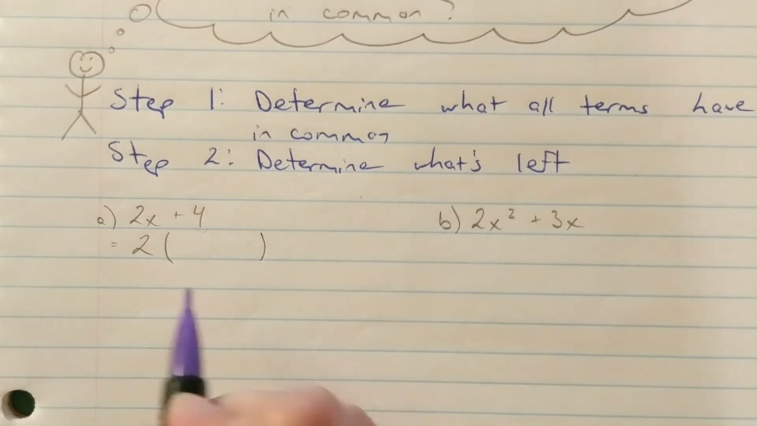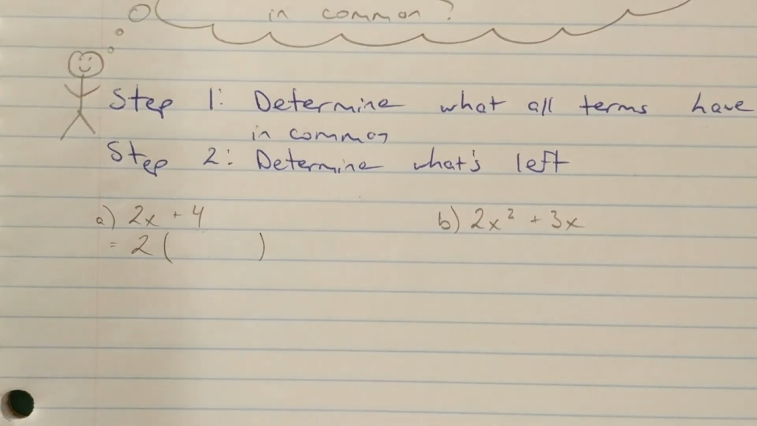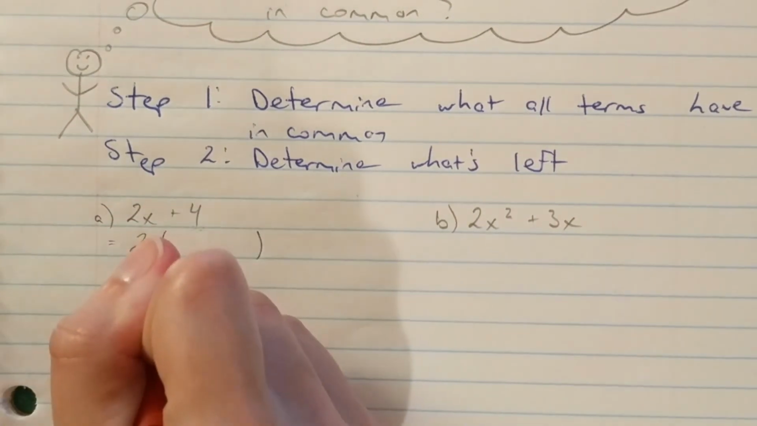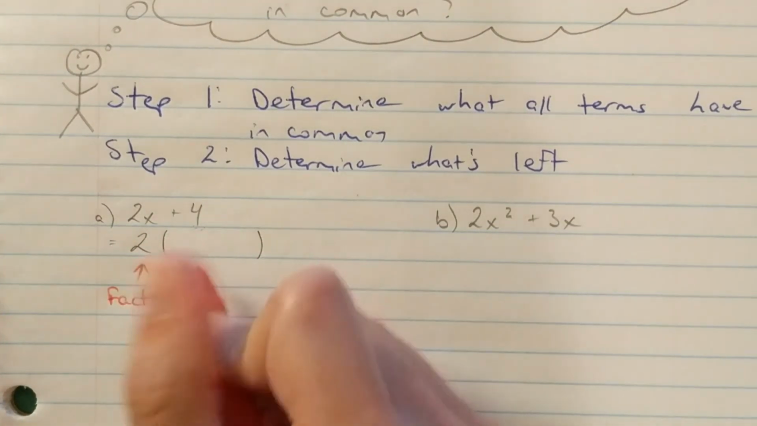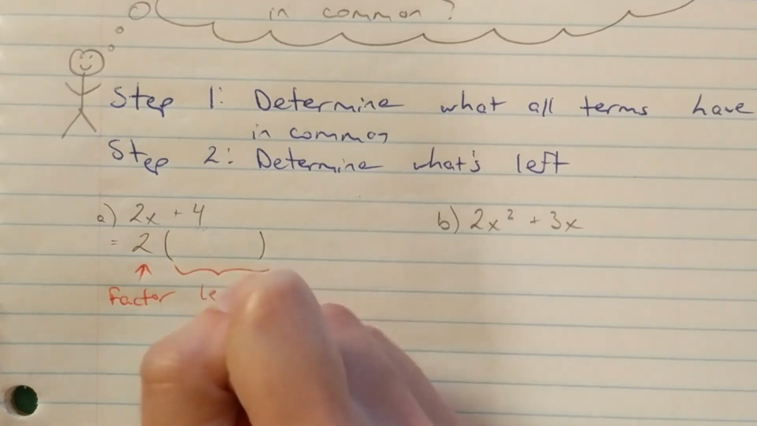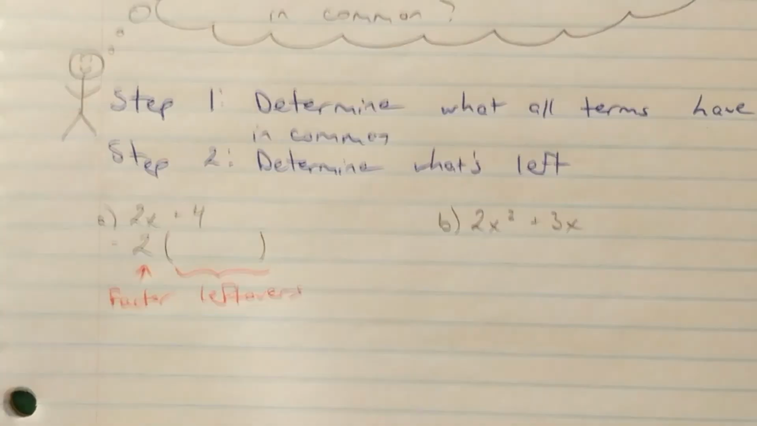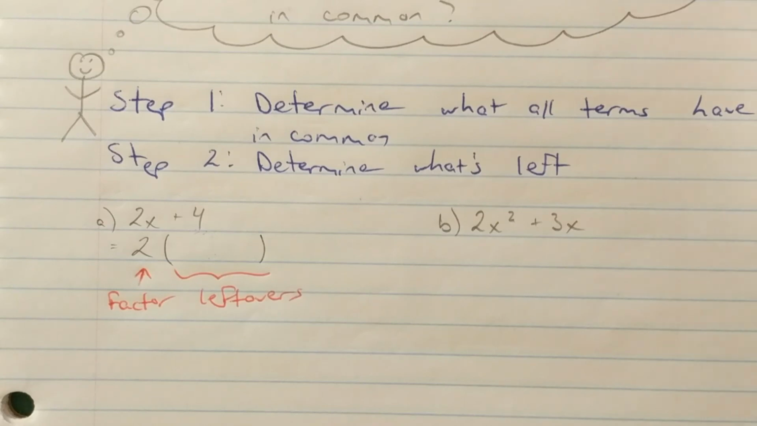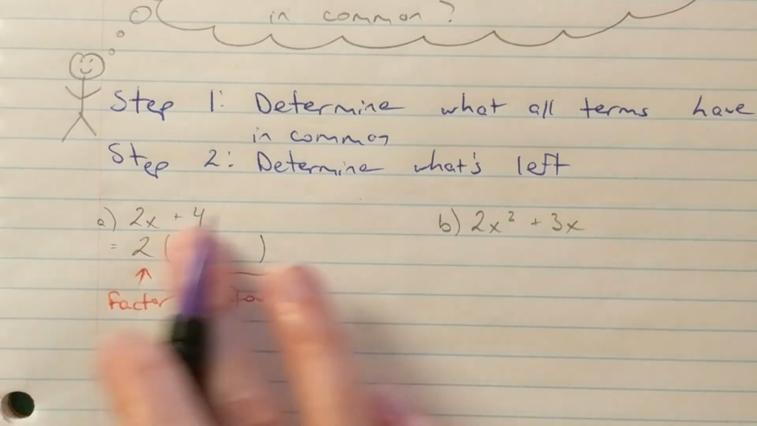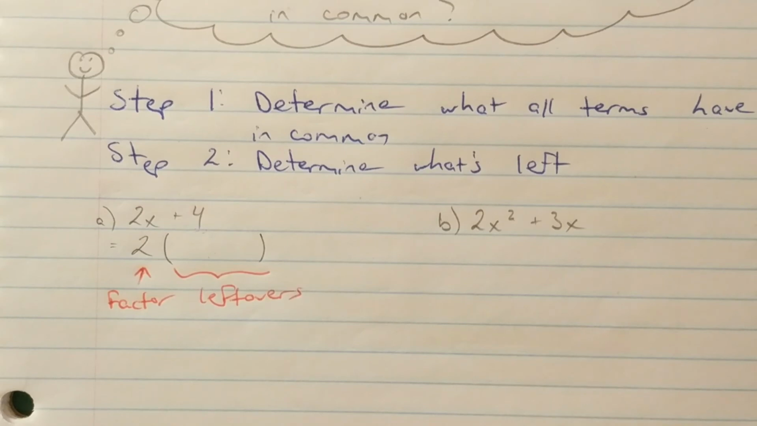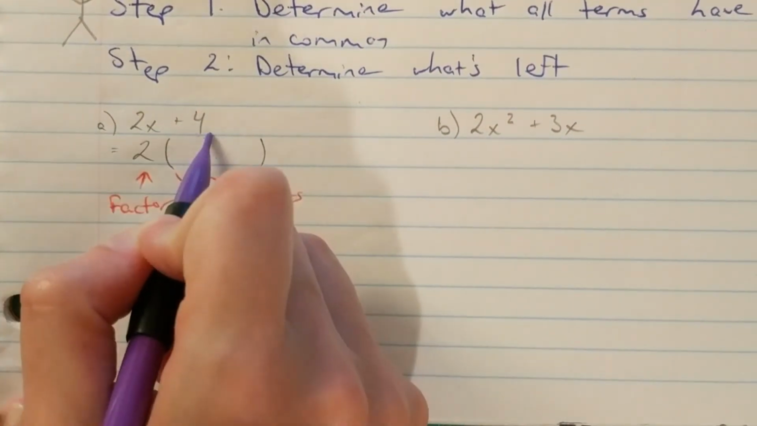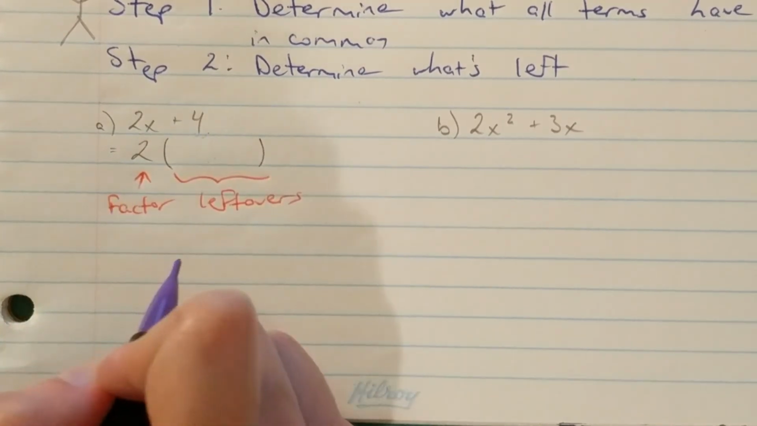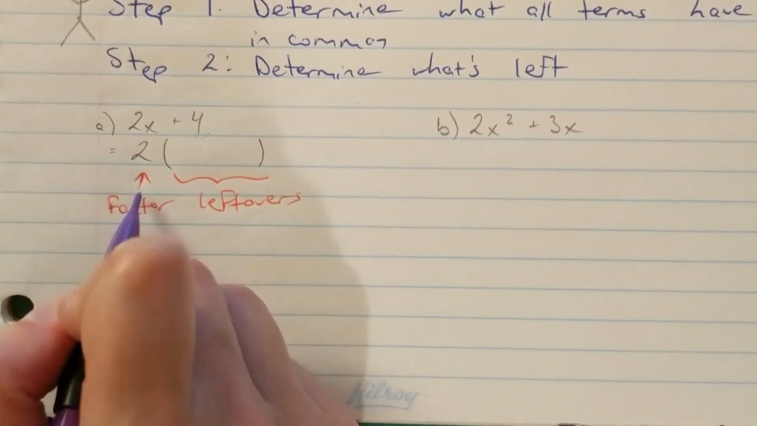I'm just going to open up a bracket, and on the inside of the bracket I'm going to put where everything else goes. So on the outside of the bracket, this is what I managed to factor. On the inside of the bracket, these are my leftovers. So 2 is what was in common with both terms, and now I need to figure out what is left. In order to do so, I'm going to take each term and divide it by what I have factored out.